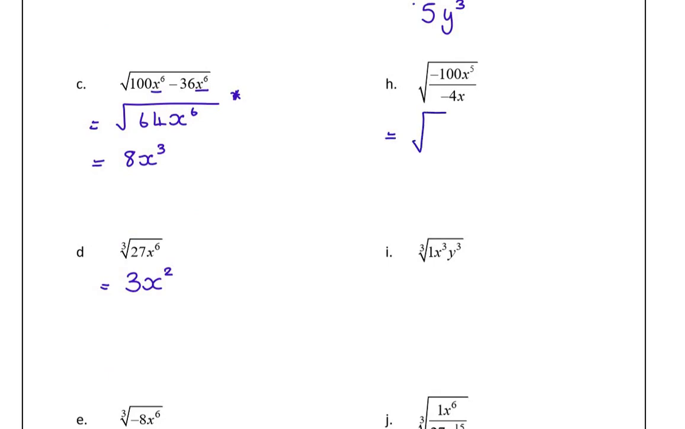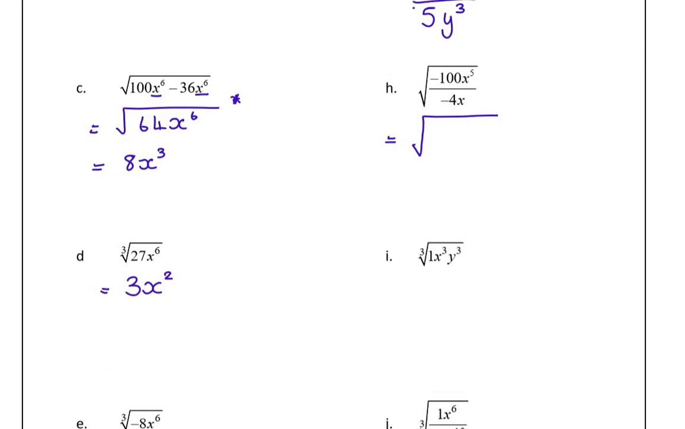Because it's a negative, and I haven't square rooted yet, I'm first simplifying, so my square root sign is still there. A negative divided by a negative is a positive. 100 divided by 4 is 25. And if I have 5 x's at the top and 1 at the bottom, I'm left with 4 at the top. So when you can simplify, you should.